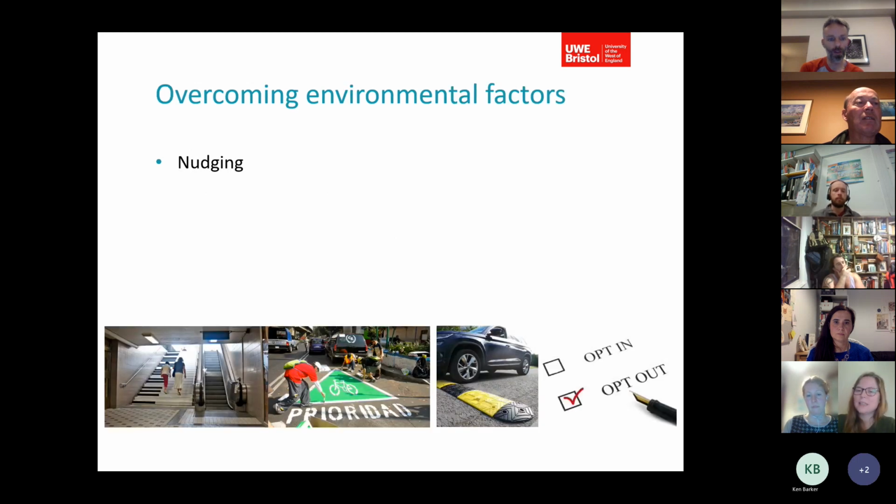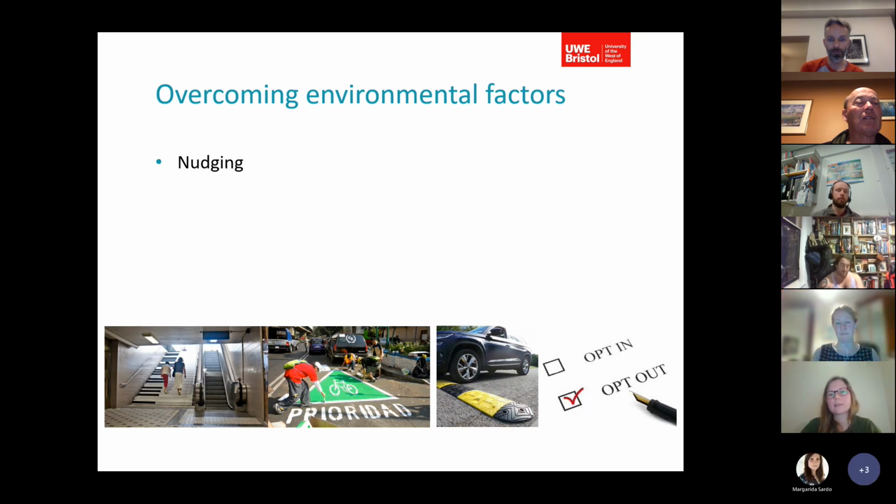So overcoming them, there's a few different tactics we could use. So one example is nudging. So nudging is about purposely disrupting our environment to challenge social norms. So you've got an example here on the far left of Odenplan Station, which is in Stockholm, and they made some musical steps to go alongside the escalator. And the experiment they did, it increased usage of the stairs by 66% compared to a control group.